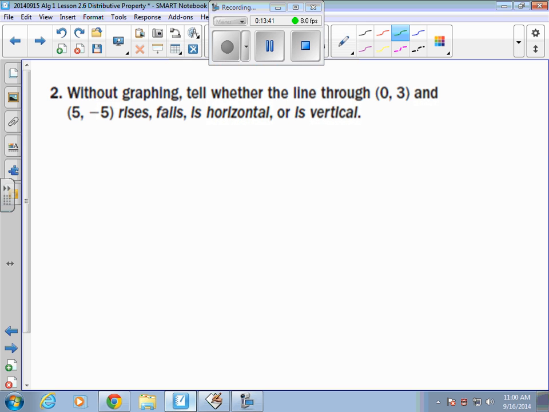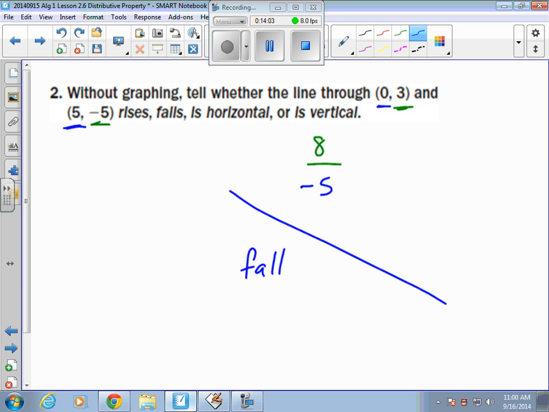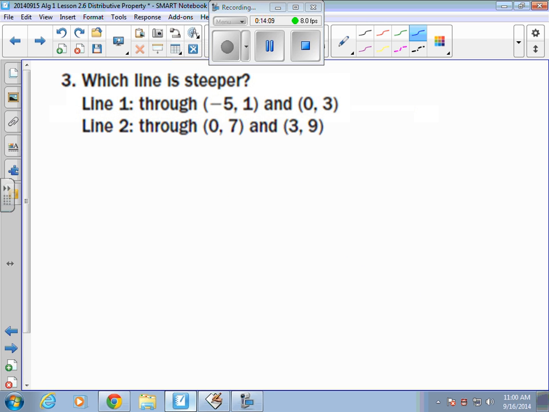Number 2 says without graphing, tell whether it rises, falls, horizontal, or vertical. Well, the change of y, here we go, 3 minus a negative 5. 3 plus 5 is going to be 8 over 0 minus 5, negative 5. Right there, we can tell by looking at that slope, it is a negative value. Negative value slopes do that. Therefore, it is falling. False. There you go.